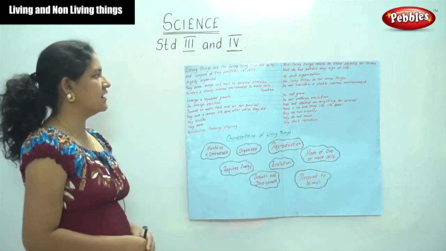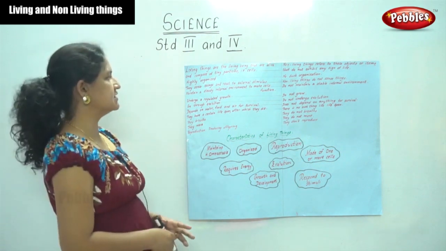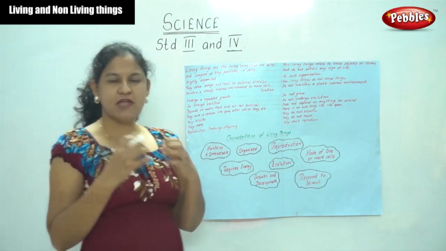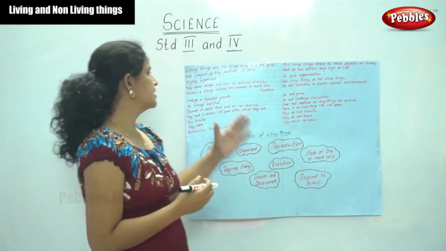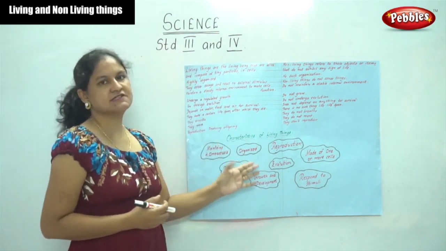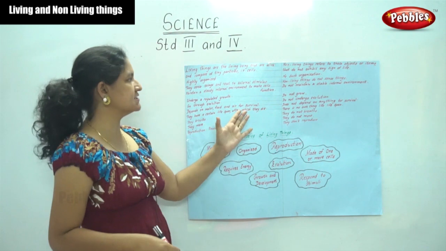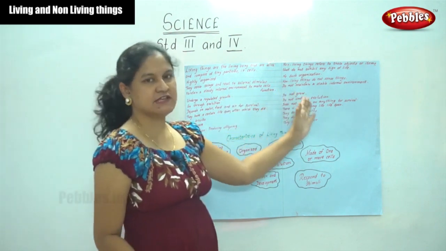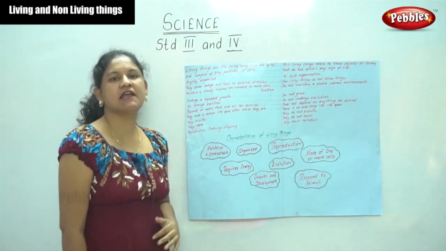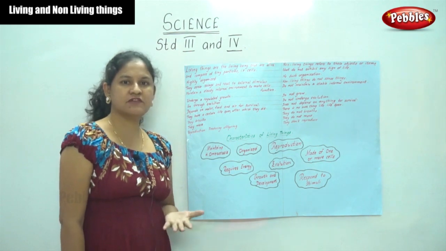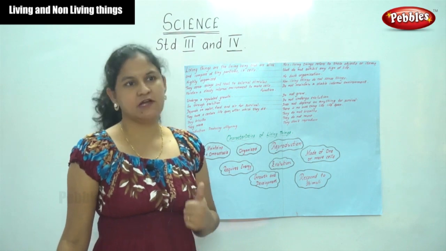So living things are the living beings that are alive and composed of tiny particles, that is cells. So let it be humans, animals or plants, they have small particles called cells. Non-living things refer to those objects or items that do not exhibit any sign of life.